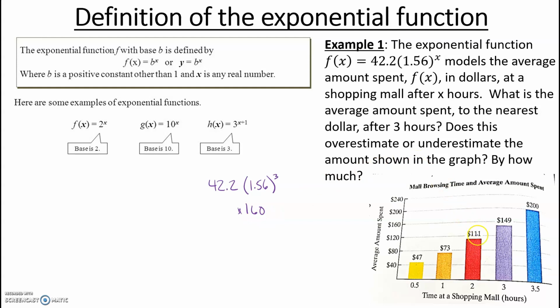Now, if you look in your graph, at 3 hours, they told you $149. So did this function overestimate or underestimate? It definitely overestimated, by what, $11? So not much, but it did overestimate by $11. Moving on.